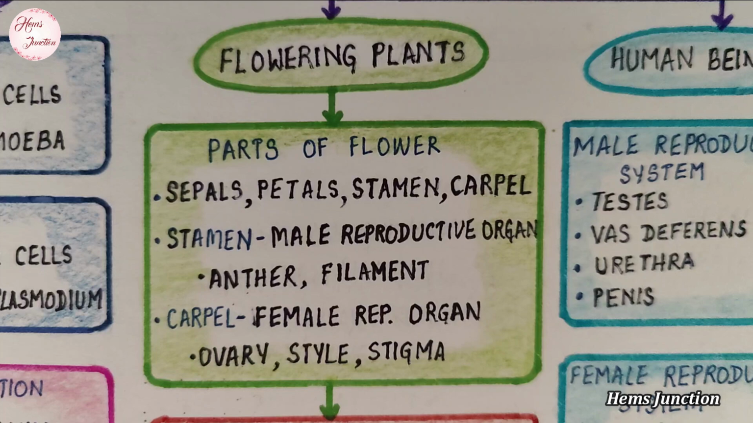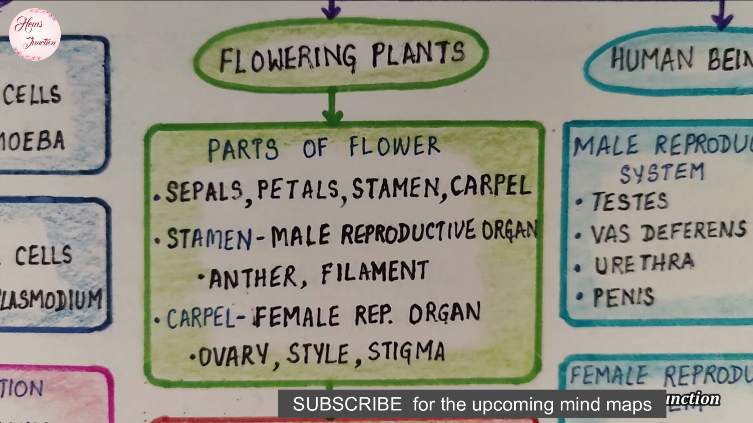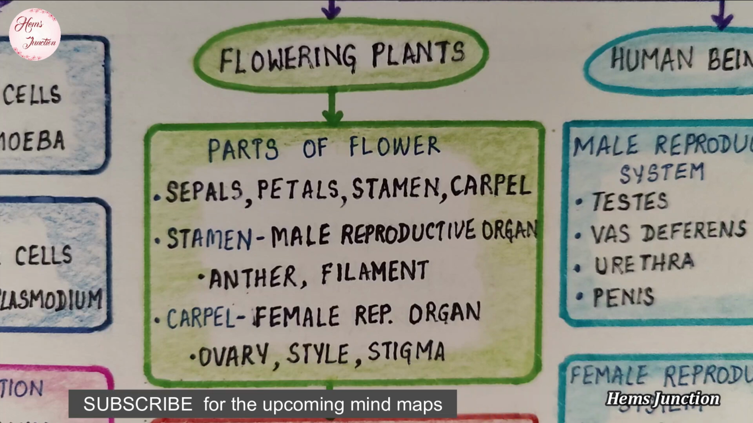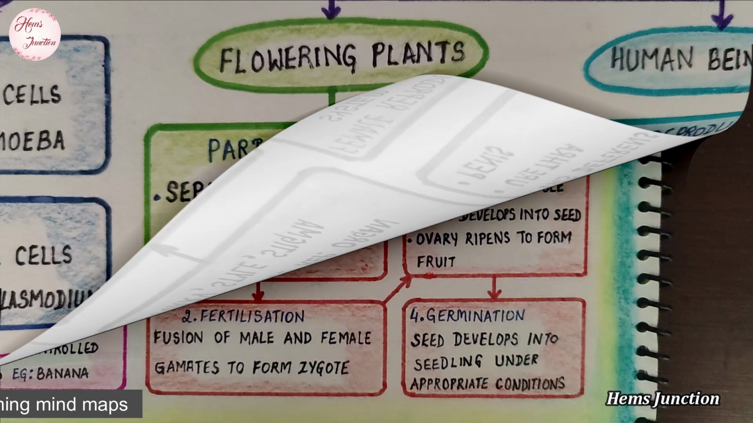Here is the complete mind map. A unisexual flower contains either stamen or pistil. A bisexual flower contains both stamen and pistil. Stamen is the male reproductive part. Pistil is the female reproductive part, which is made up of one or more carpels. A carpel consists of ovary, style, stigma.